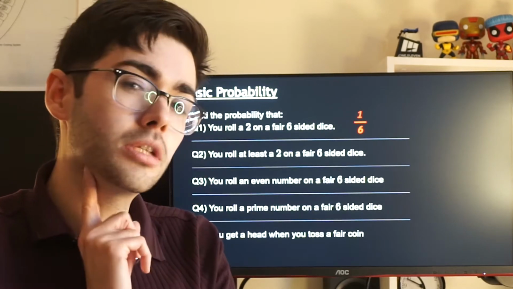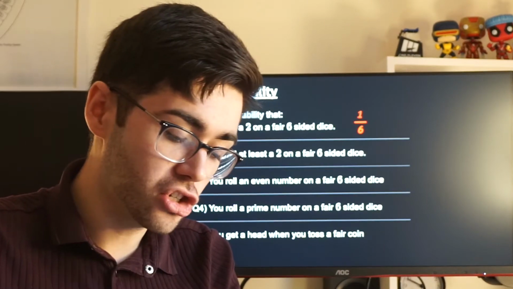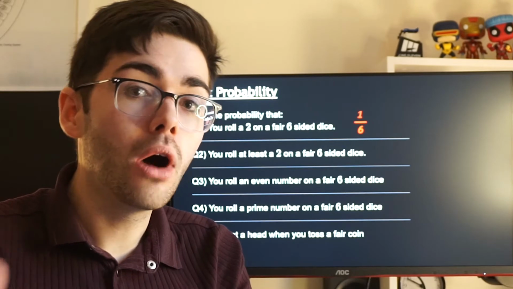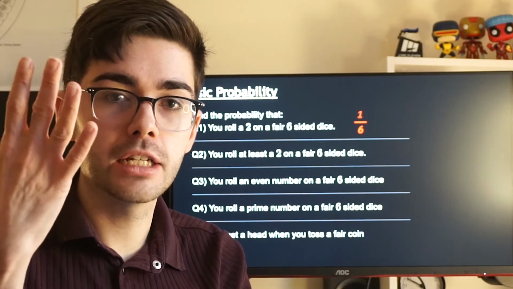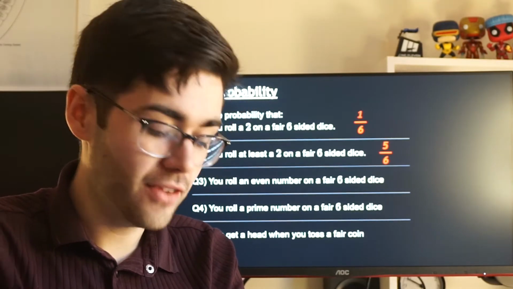Next question says, what's the probability you roll at least a 2? Okay, at least a 2 on a fair 6-sided dice. What does that mean? That means 2 or higher. 2, 3, 4, 5, 6. 5 options out of 6. That's my probability, 5 over 6.